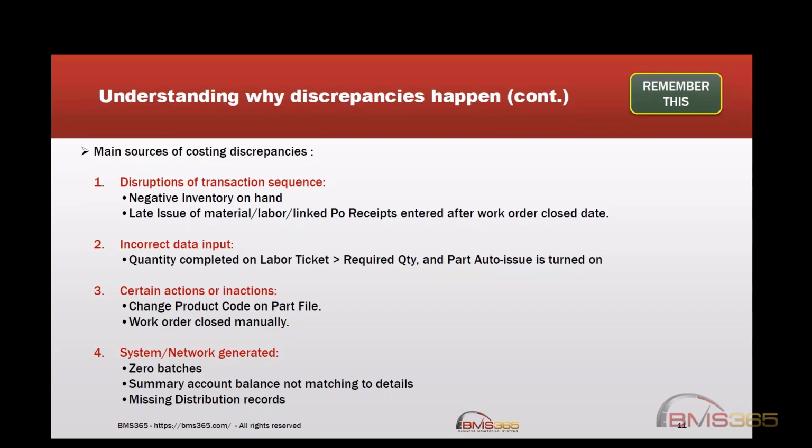So that's another disruption. There could be disruptions also, or inconsistencies, created by the system itself or network generated, such as zero batches, summary account balances not matching to details, or missing distribution records. Those are a little bit more advanced type of issues, and we need to basically troubleshoot them.